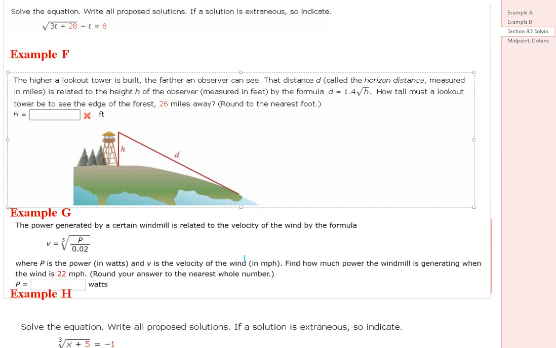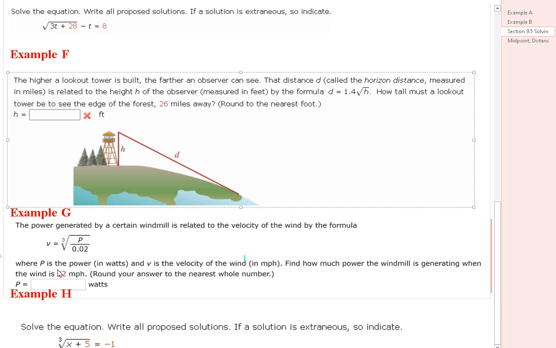The power generated by a certain windmill is related to the velocity of the wind by the formula V equals the cube root of P divided by 0.02, where P is the power in watts and V is the velocity of the wind. Find how much power the windmill is generating when the wind is 22 miles an hour. Round your answer to the nearest whole number. Your answer is going to be in watts.